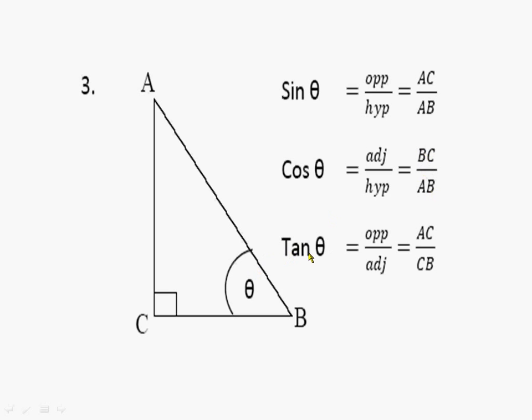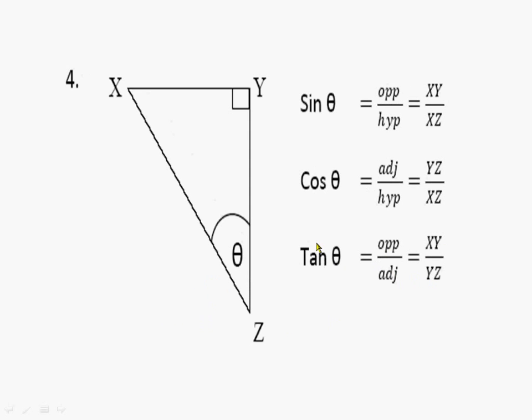Then we look at tan theta. Tan theta will be opposite over adjacent. Opposite to this angle will be AC, hence you have AC over adjacent, which is the side closest to it or next to it, which is not the hypotenuse, but the side closest to it will be CB. So tan theta is opposite over adjacent, which is AC over CB.